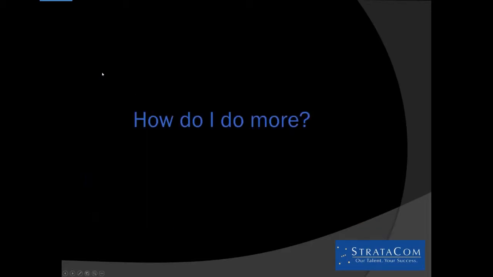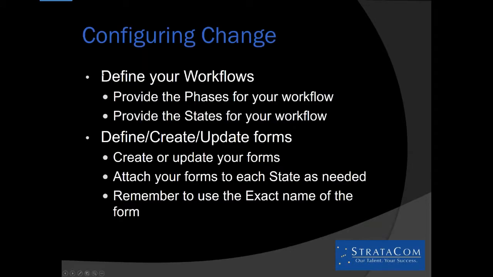So how can I do more with this? Well, with configuring change management, first off, you would define your workflow. You would define the phases for your workflow and the states. You would create or update your forms and attach your forms to each of the states as needed, because you're not obligated to use Cherwell's forms. You can attach your own forms to each one of these states. And when you're hooking these forms up, you want to remember to use the exact name of the form.